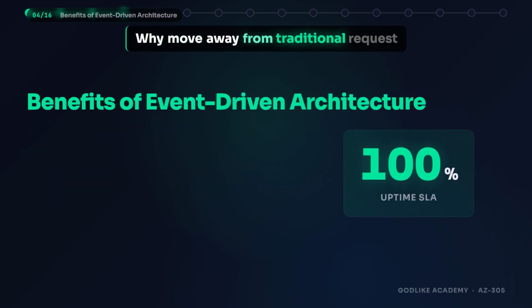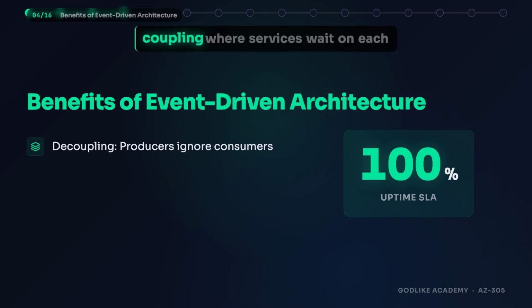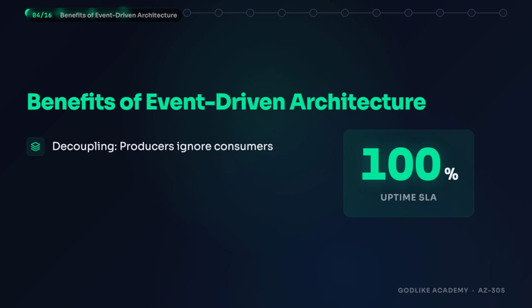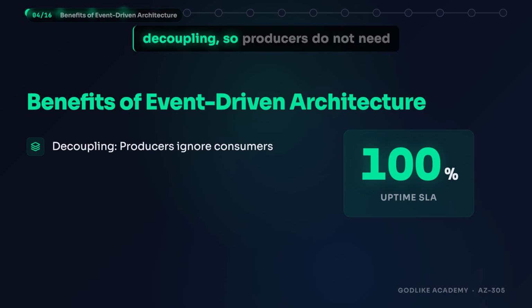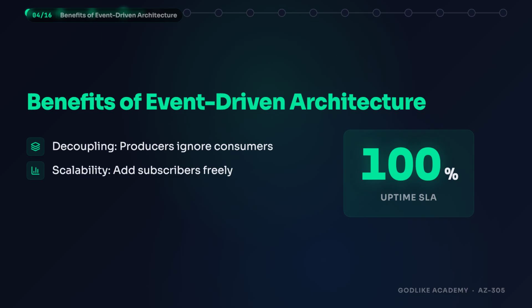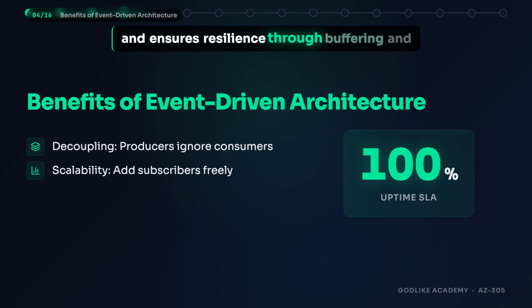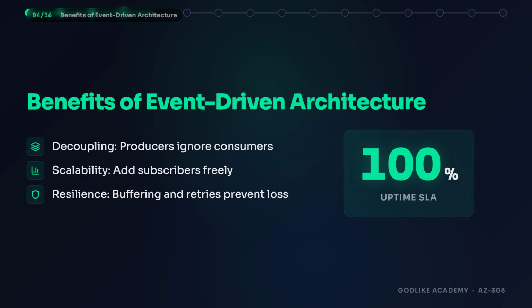Why move away from traditional request-response models? Because they often lead to tight coupling where services wait on each other. Event-driven architecture solves this by offering decoupling, so producers do not need to know their consumers. It boosts scalability since you can add subscribers without touching the producer, and ensures resilience through buffering and retries, which directly prevents cascading failures during sudden traffic spikes.